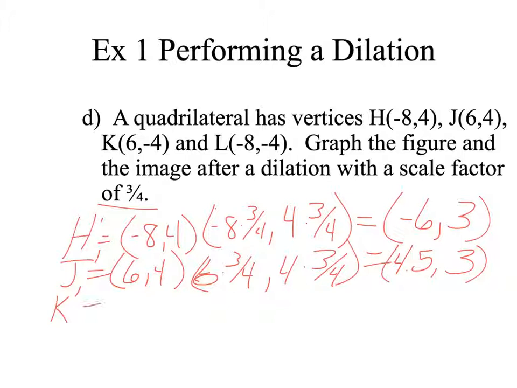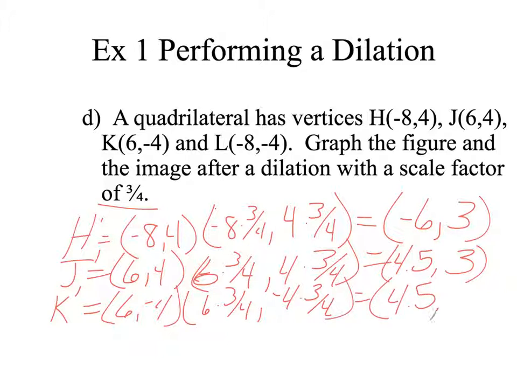K is at 6, -4, so K prime. We have 6 times 3/4 again, and -4 this time times 3/4. That's going to give us 4.5 and -3 instead of +3.